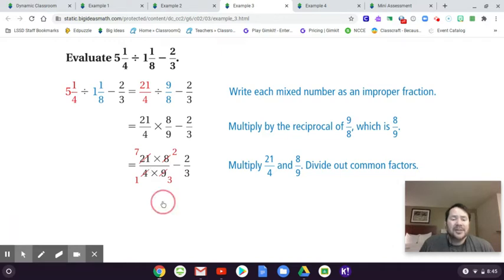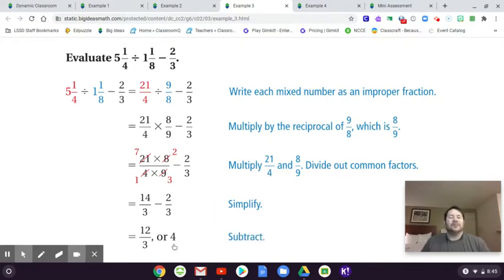Yes, 14 thirds. So now we have 14 thirds minus the 2 thirds. We can just subtract the numerators because we have a common denominator already. And we get 12 thirds, which can simplify to, you got it, 4. So 12 thirds is the same as 4.